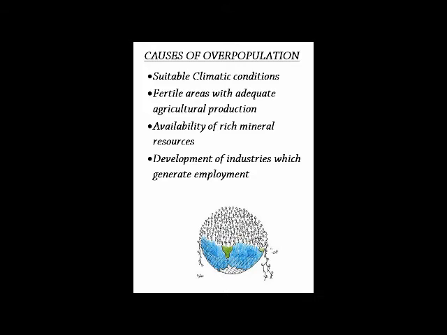The next one is availability of rich mineral resources. Again, if a place has rich mineral resources, then that place will become overpopulated. And the last one is development of industries which generate employment. If the place has a lot of industries, they will attract people. And when they attract people, it will be overpopulated.